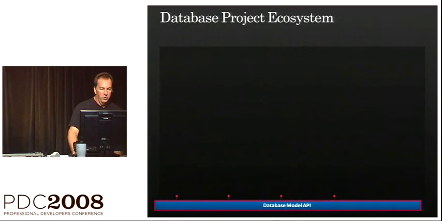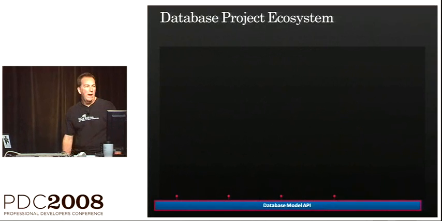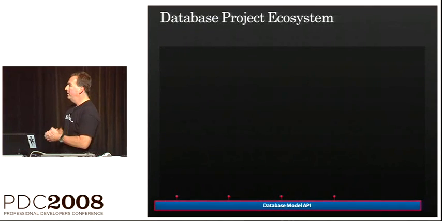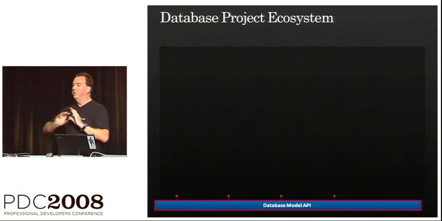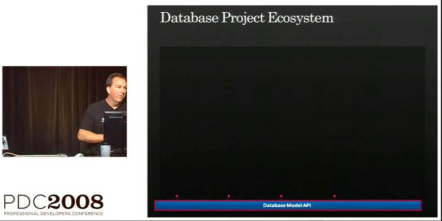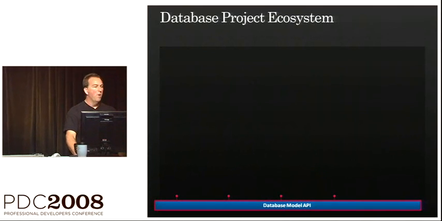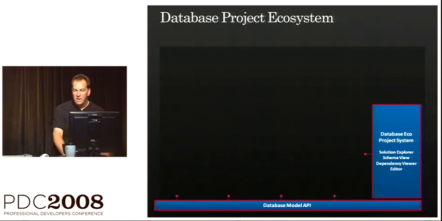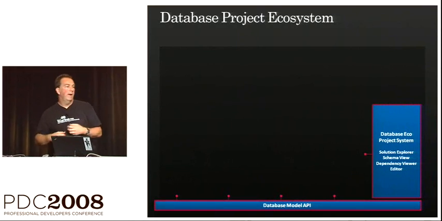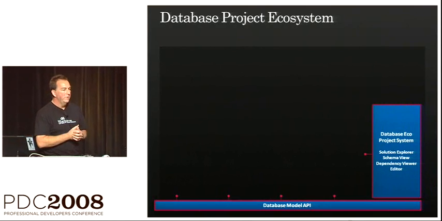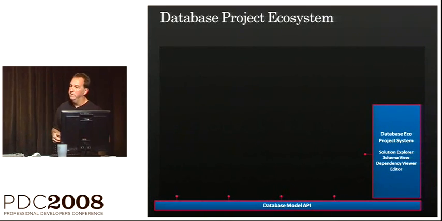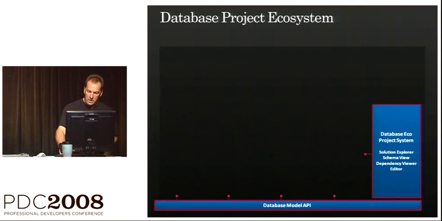So how does that work from a big picture and a block diagram? So underneath, we have the schema model. So this is the lowest level API. This is just a .NET API. It has no affinity with Visual Studio whatsoever. It's only there to model the environment. Then we have our project ecosystem. This is, of course, host dependent. Right? This is Visual Studio that actually allows us to work with the project system. This is where Solution Explorer, Schema View, the dependency viewer, and the editor come in.